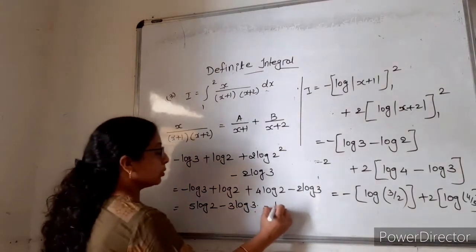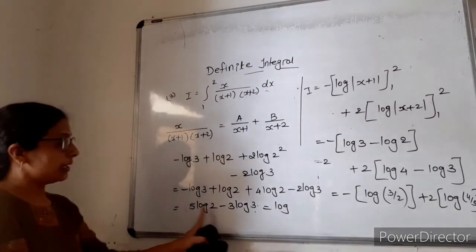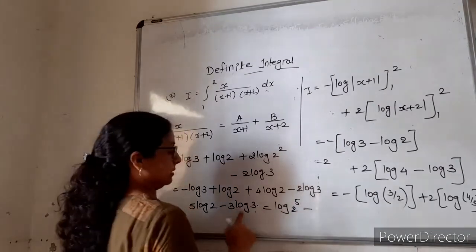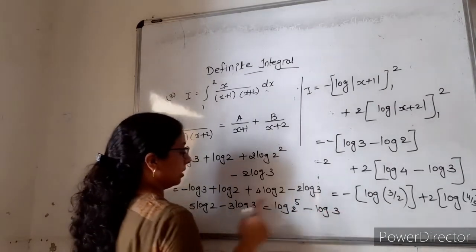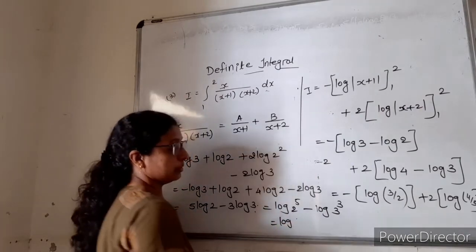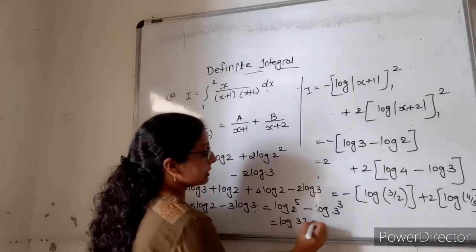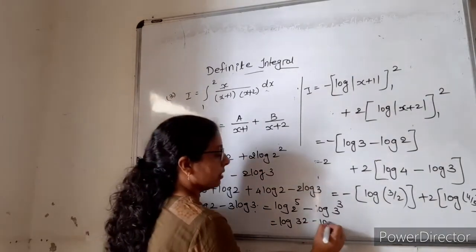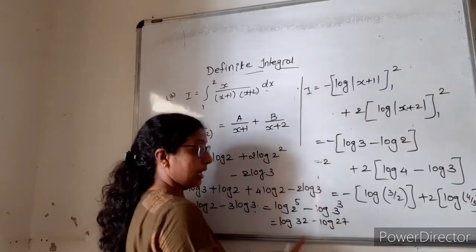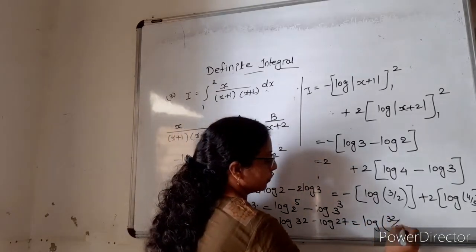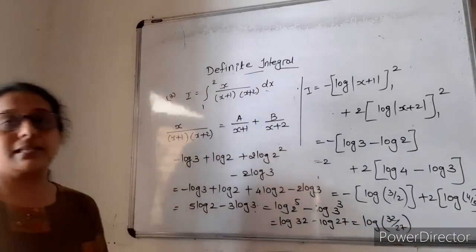Yes. This is equal to log 2 raised to the power 5 minus log 3 raised to the power 3. So log 2 raised to the power 5 is 32 minus 27. Again it is minus, we can write log of 32 by 27. This is the answer.